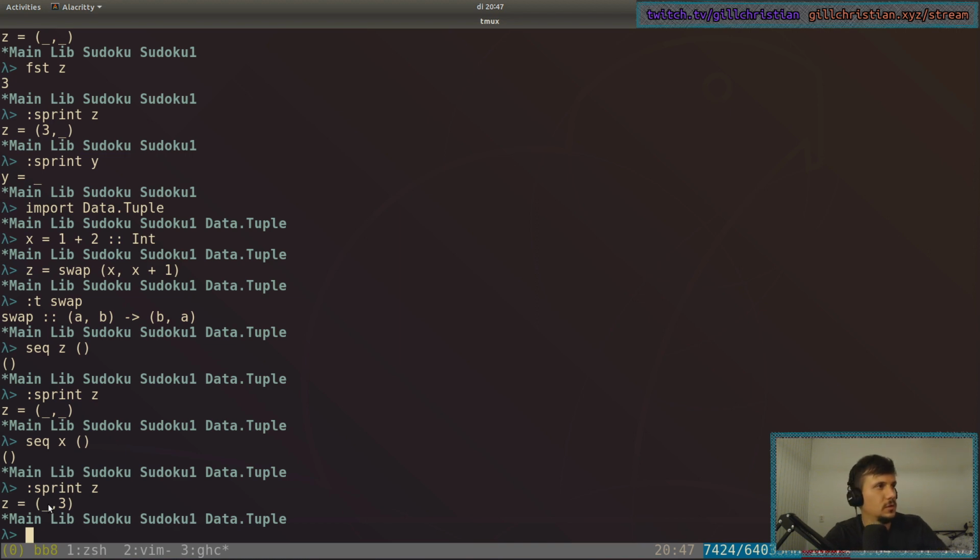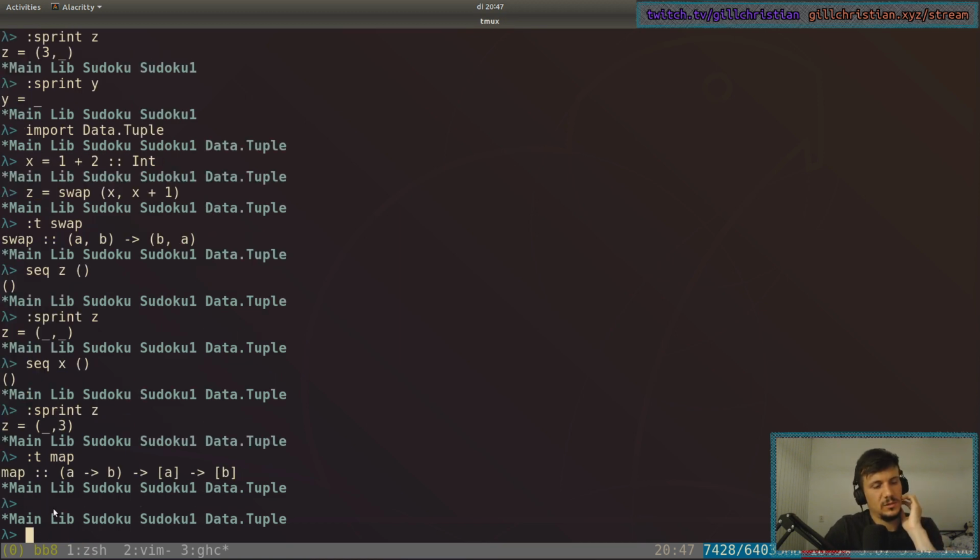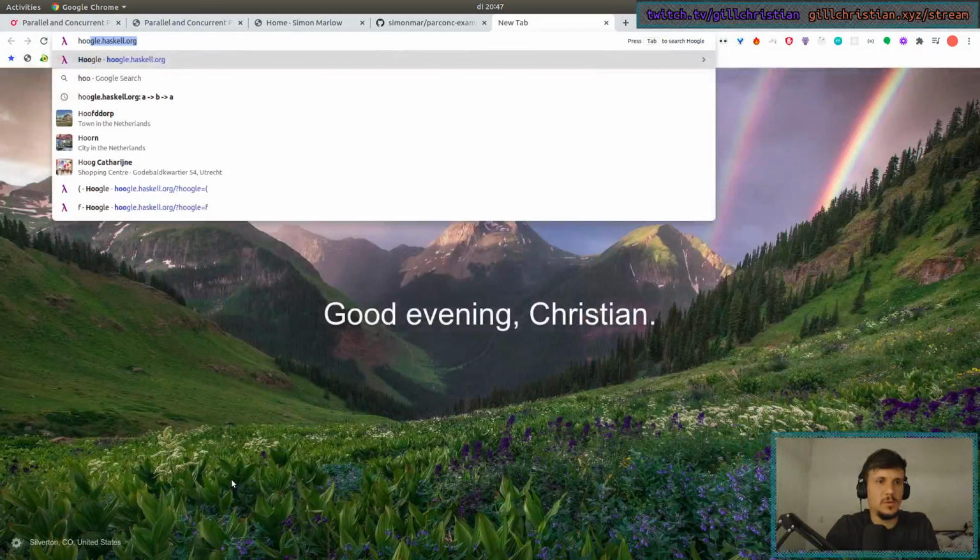Yeah. So now the other thing that the book goes to is to take a look at the list. So the map is basically building a lazy list. You can take a look at the definition.